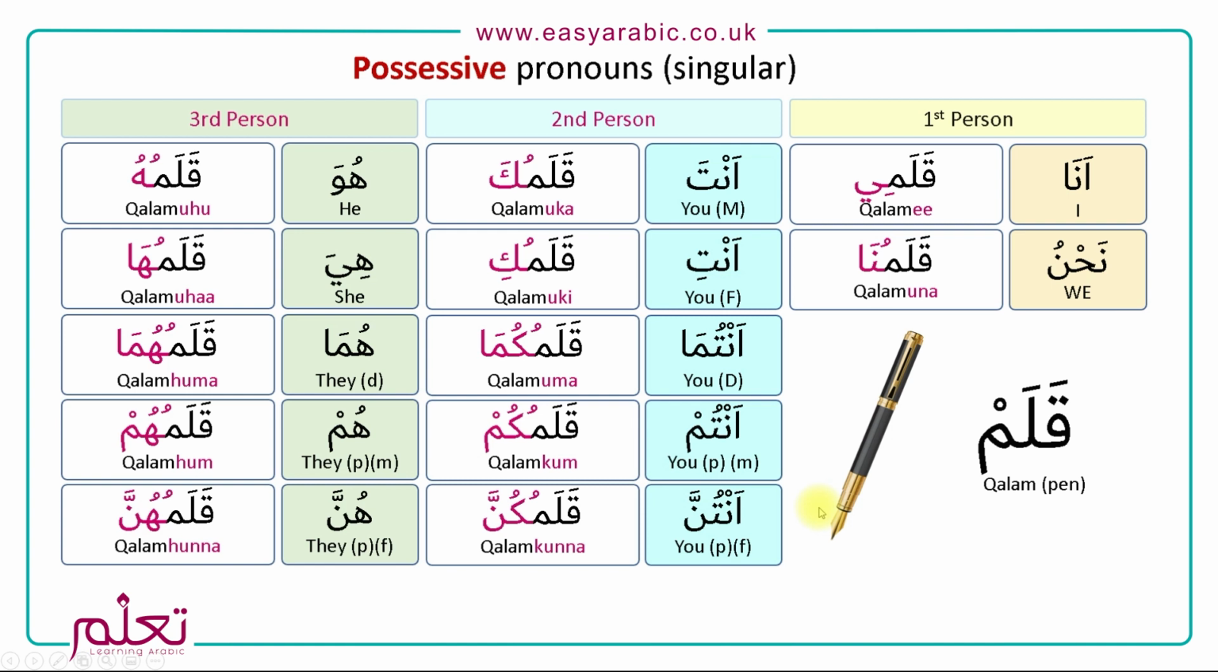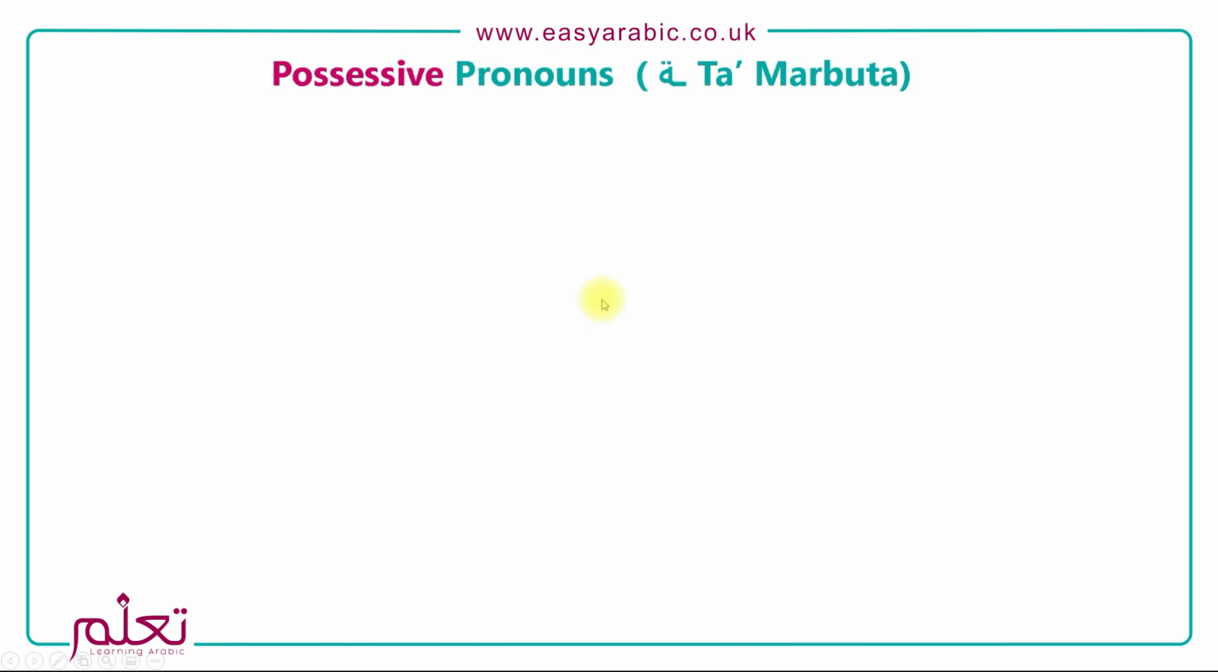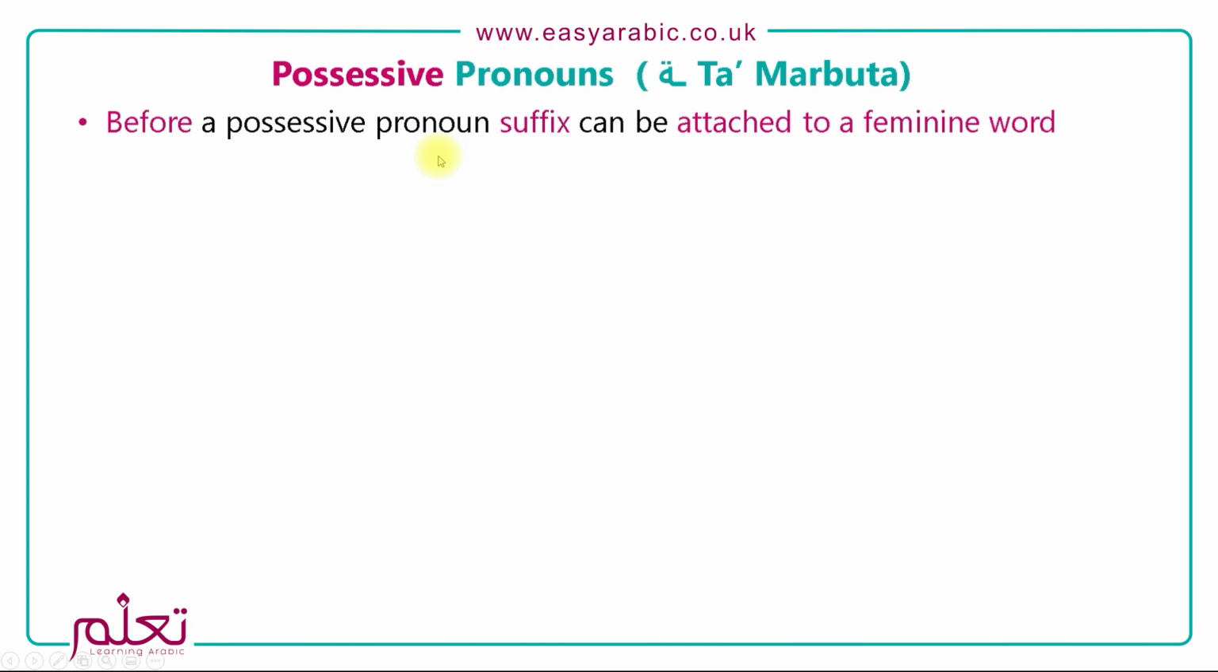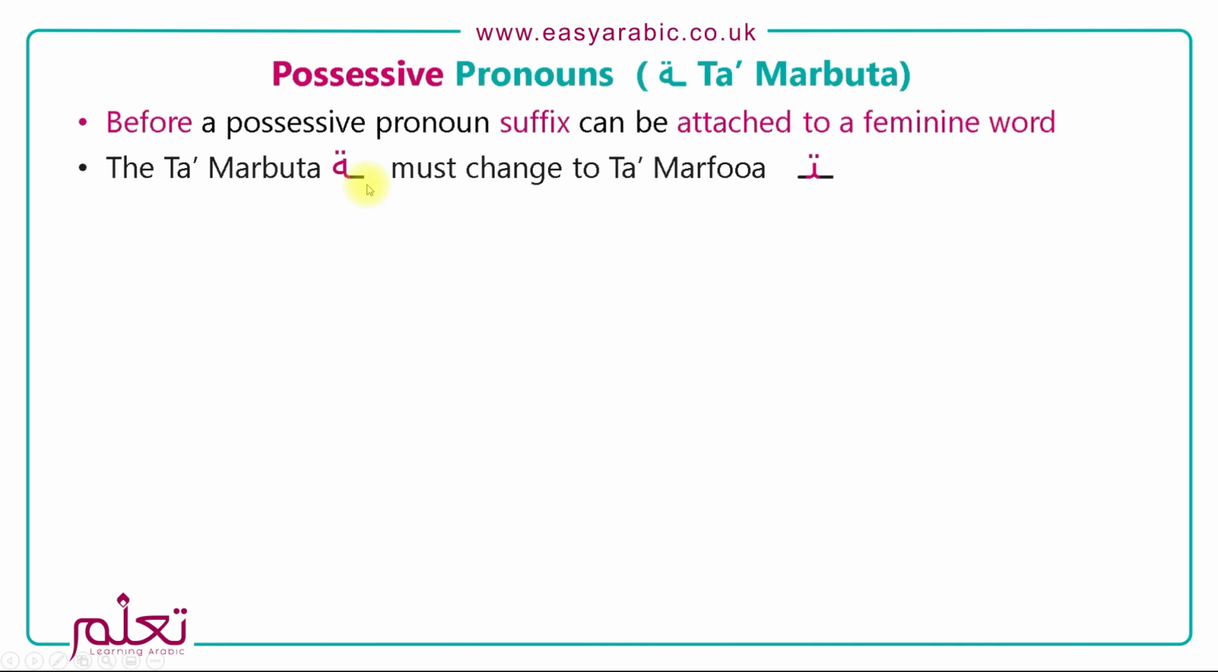Okay, so when we talk about female or feminine words, we have the addition of the ta marbuta, which is added to a masculine noun to make it feminine, if that's possible. So before we can add a possessive suffix to a feminine word, what we need to do is change the ta marbuta to a ta maftuha, which is a normal ta. Okay, so if we look at this word, walida, here we've got the ta marbuta. So what we have to do is remove the ta marbuta first, and then add the normal ta, and then the suffix.